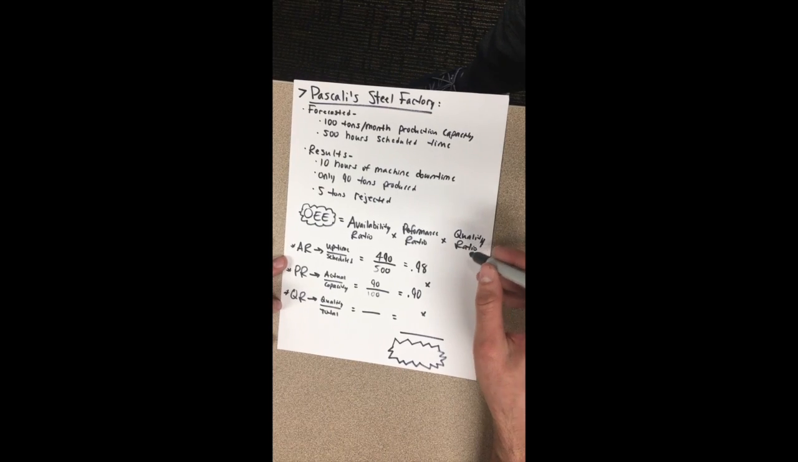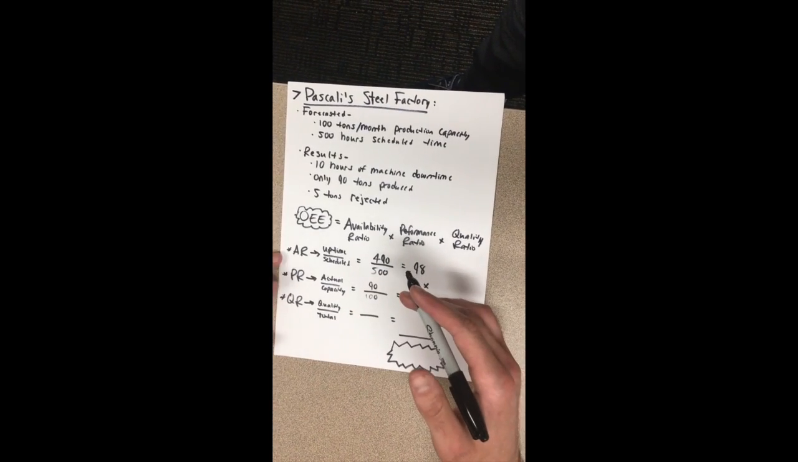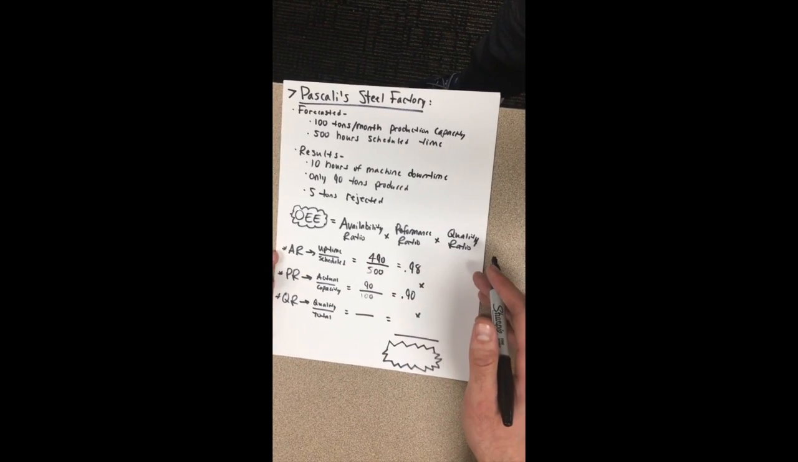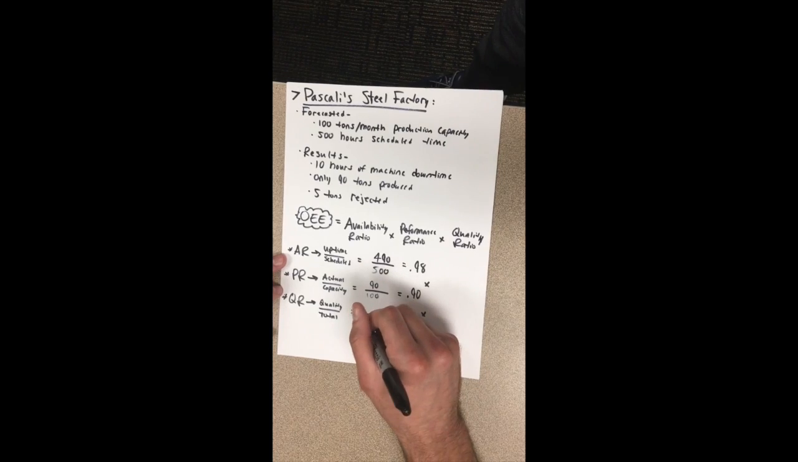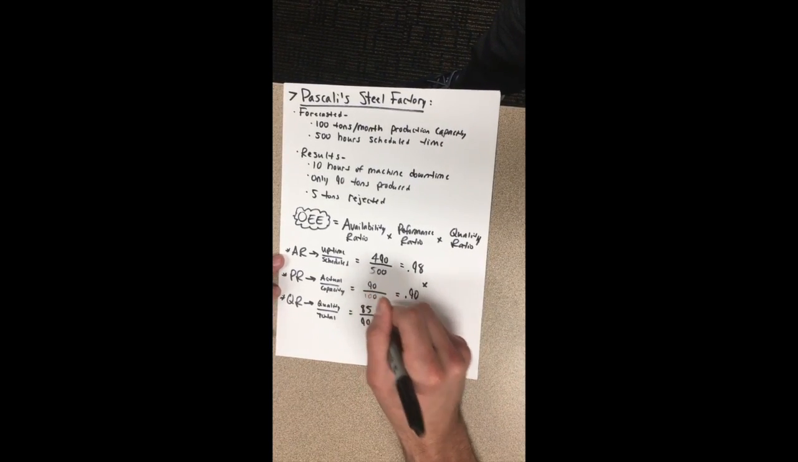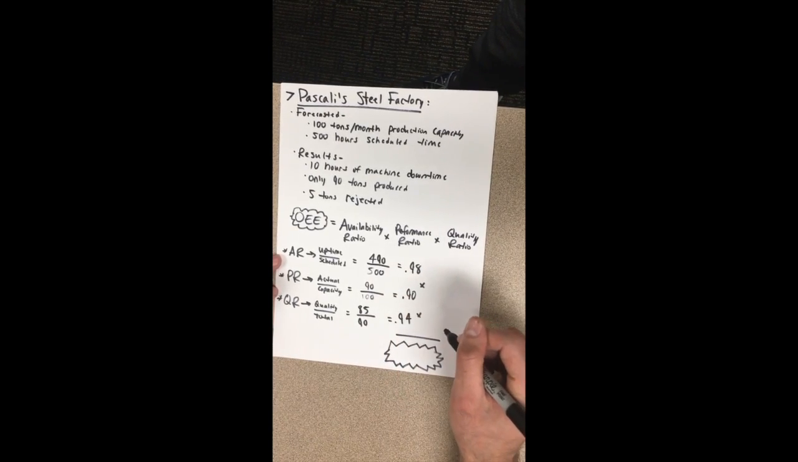Lastly, we're going to talk about our quality ratio. This is going to be the number of quality tons that we produced, divided by the total tons that we produced. We produced 90, and 5 of those were rejected, which leaves 85. Again, this produces a very favorable ratio at 94%.